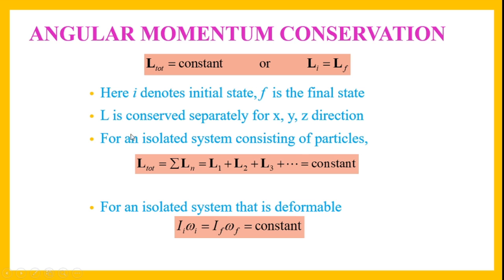That means for an isolated system consisting of particles, total angular momentum is the sum of individual angular momenta, that is L1 plus L2 plus L3 and so on, which is again a constant value. For an isolated system that is deformable, Ii omega i is equal to If omega f. That means this value is also a constant value.